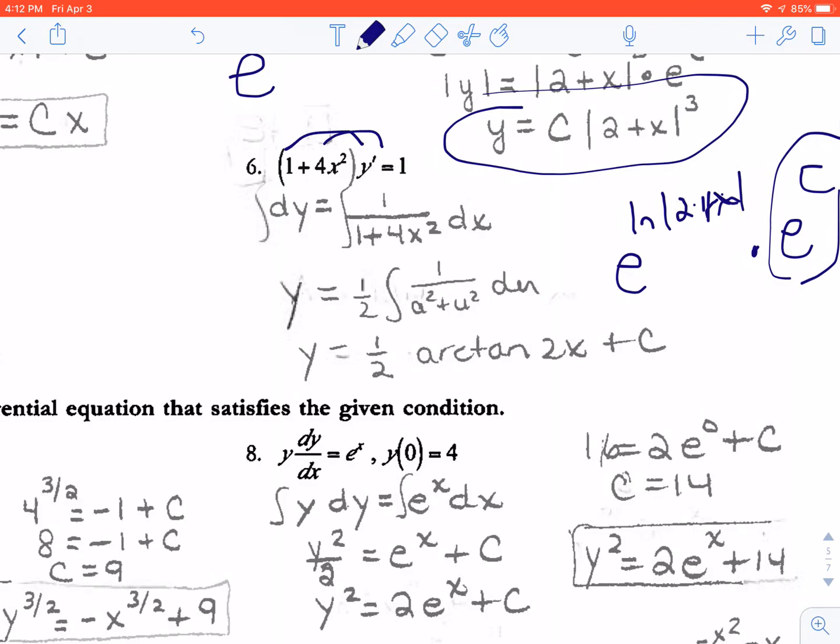Now it becomes an arctangent problem where u is 2x, so du is 2 dx. So I balance with a 2 out in front, or 1/2, because I needed 2 inside, and then I can get my answer.